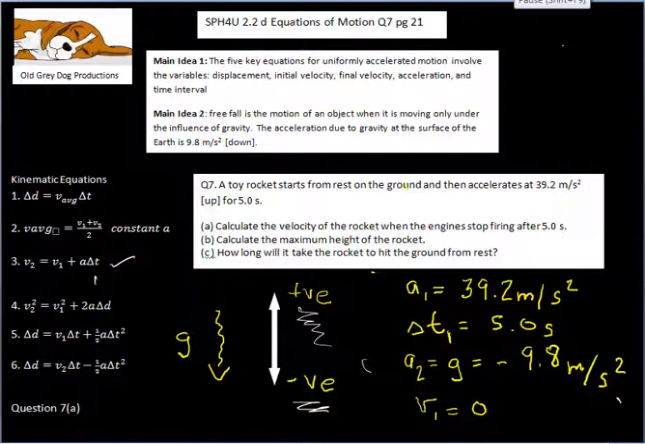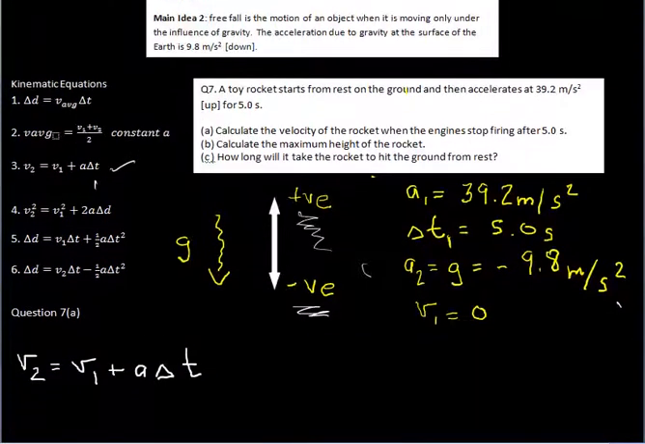Okay, so this is number 7, requested by Drew. It's a toy rocket going from rest, accelerating at 39.2 meters per second squared for the first 5 seconds, then continuing on after that. We are asked to figure out the velocity after the first 5 seconds, calculate the maximum height of the rocket, and figure out how long it's going to take till it hits the ground.